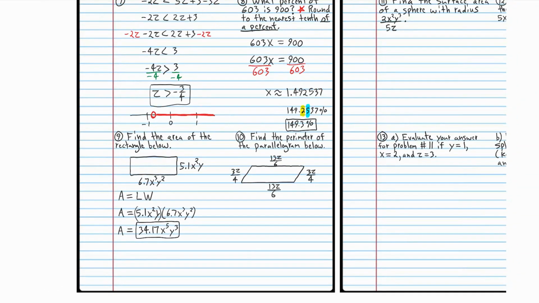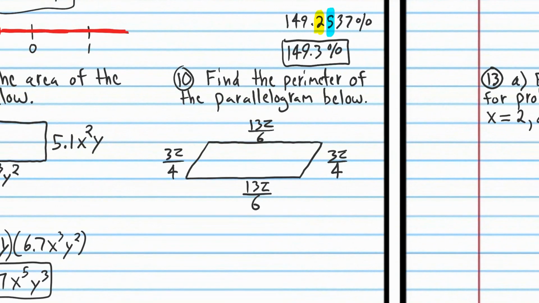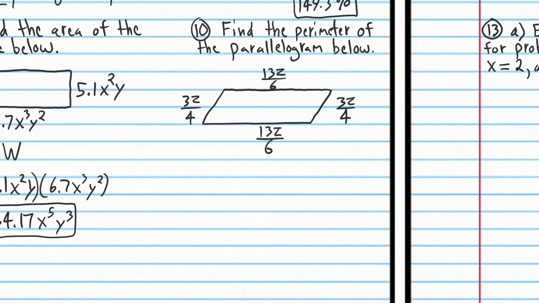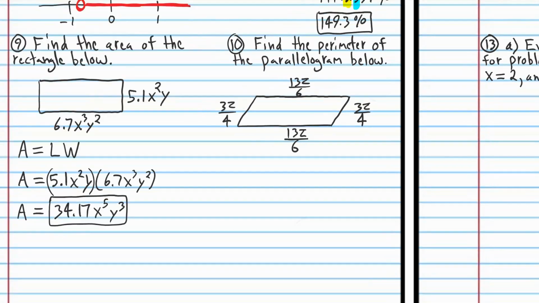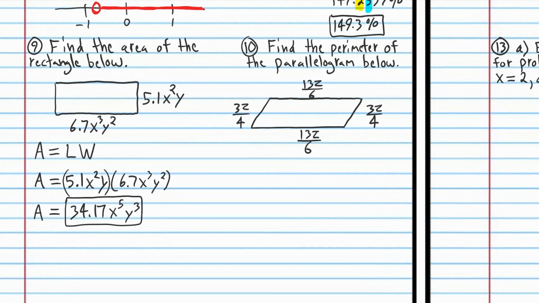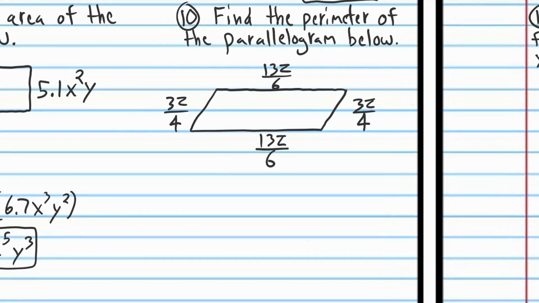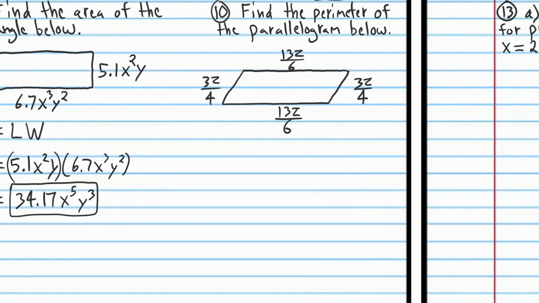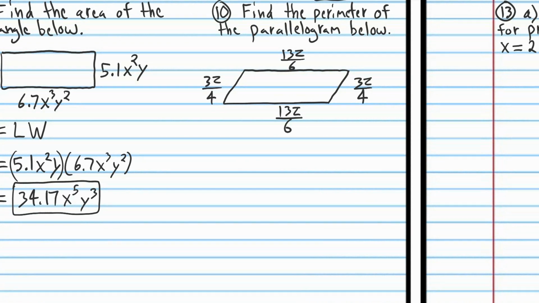Good job. All right, find the perimeter of the parallelogram below. So you should know what perimeter is. And you should know what area of a rectangle is. Those are just things that you have to remember and never forget for the rest of your life. So we have to add all these fractions. So P for perimeter equals 13z over 6 plus 13z over 6. And we can just add them all up.